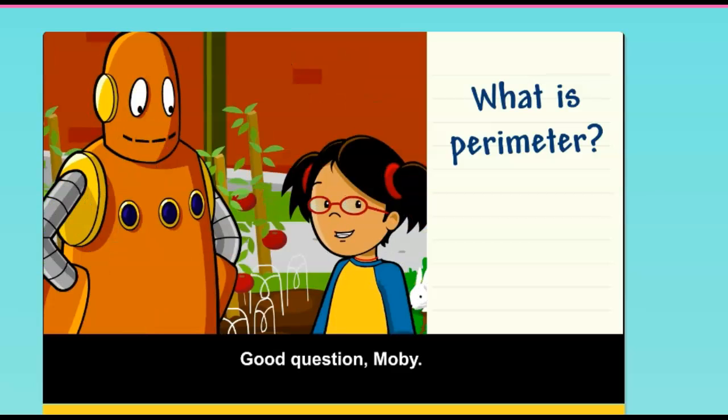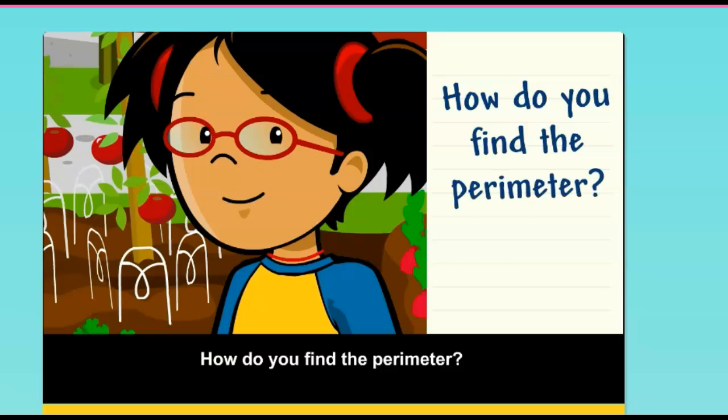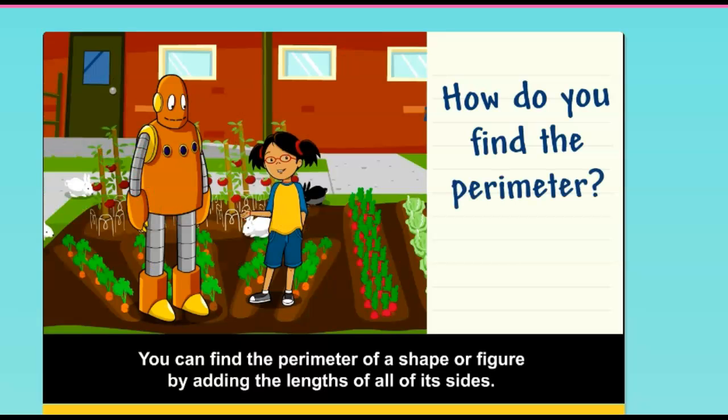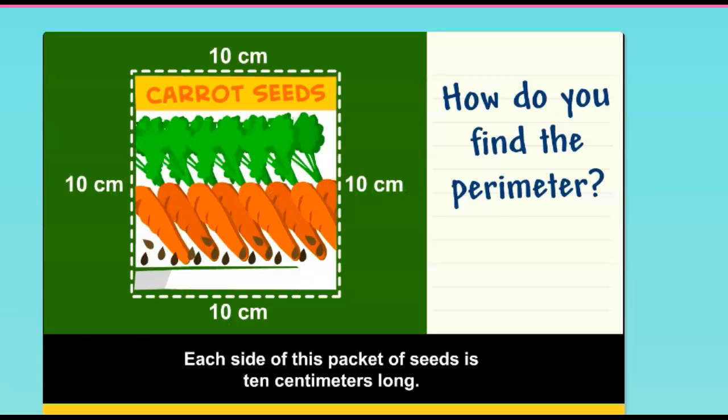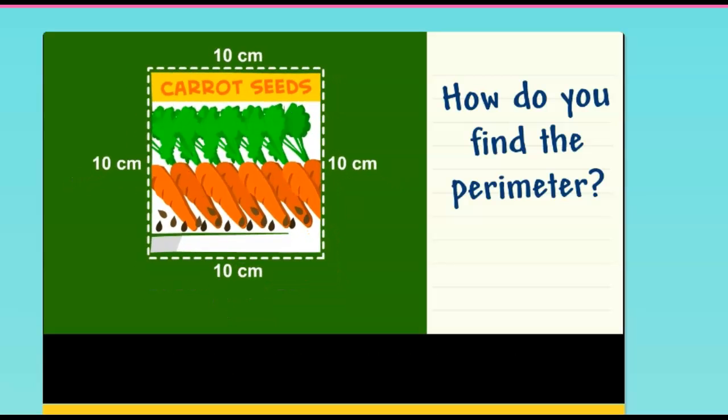Good question, Moby. How do you find the perimeter? You can find the perimeter of a shape or figure by adding the lengths of all of its sides. Each side of this packet of seeds is 10 centimeters long. To find the perimeter, add the lengths together.